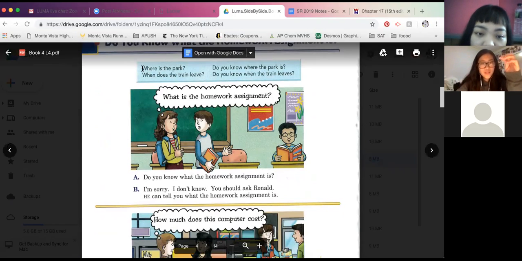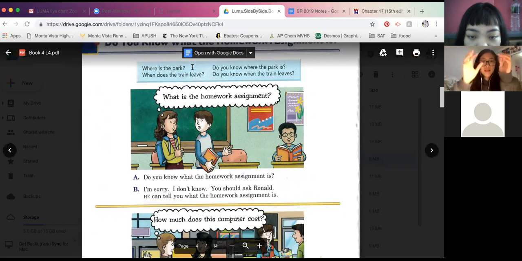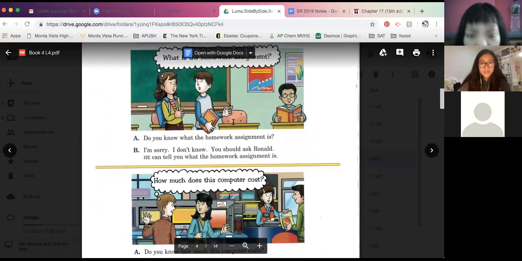The question they're asking is, where's the park? And this is the actual question that this person is asking, and then they put it in that sentence. They embedded it in that sentence, so it's like asking the person. It changes the structure a little bit. So where is the park turns into, do you know where the park is? And when does the train leave turns into, do you know when the train leaves?